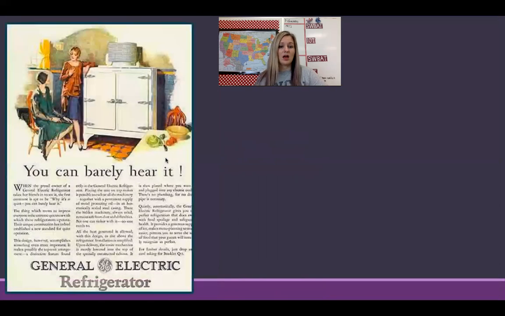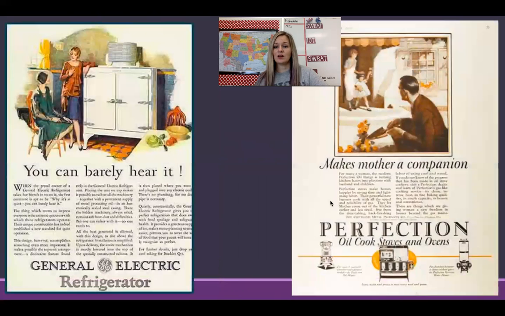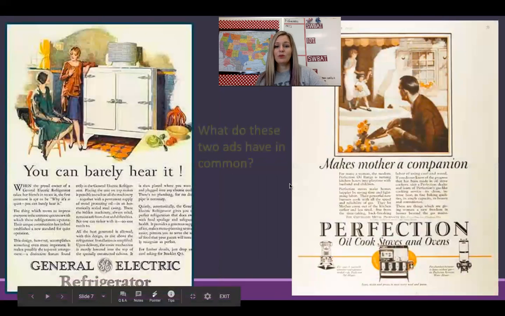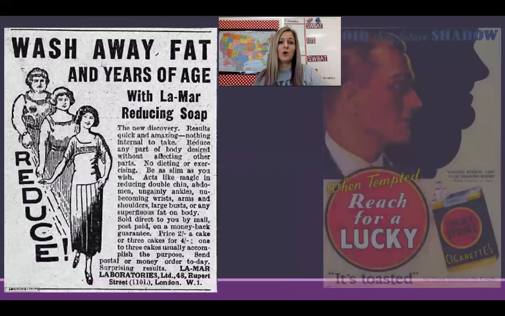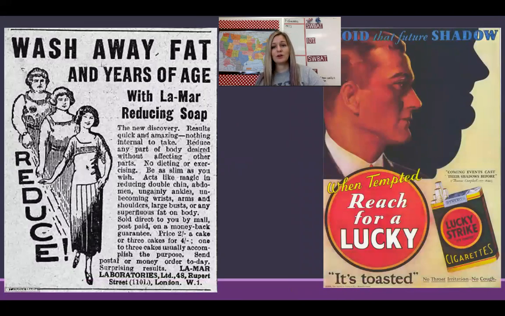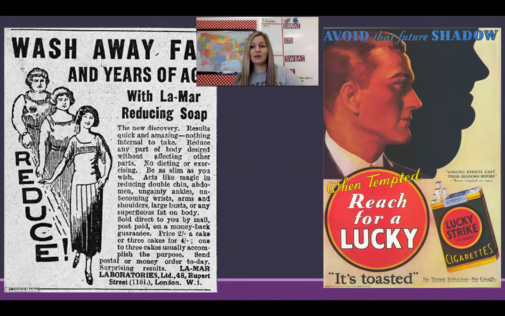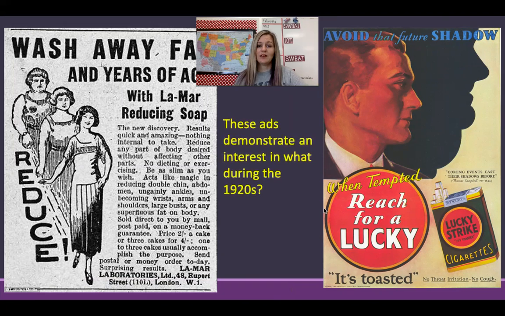Here's an advertisement for a refrigerator and then an advertisement for an oven. Both of these have in common the fact that they are appealing to women, trying to make moms feel like this is what you need to have in your home. And then you can see one for some soap that's supposed to wash away fat, and for some cigarettes that say that you should try to avoid that future shadow. Like if you smoke, you'll be less likely to eat and snack, so therefore you'll be less likely to gain weight. So both of these ads demonstrate an interest in looking your best during the 1920s.